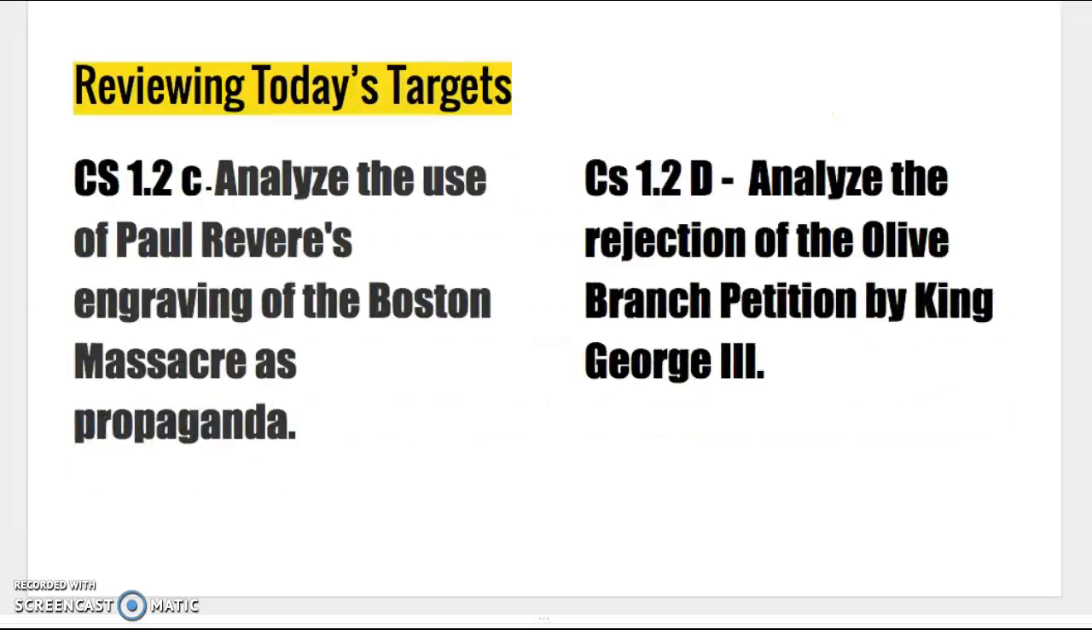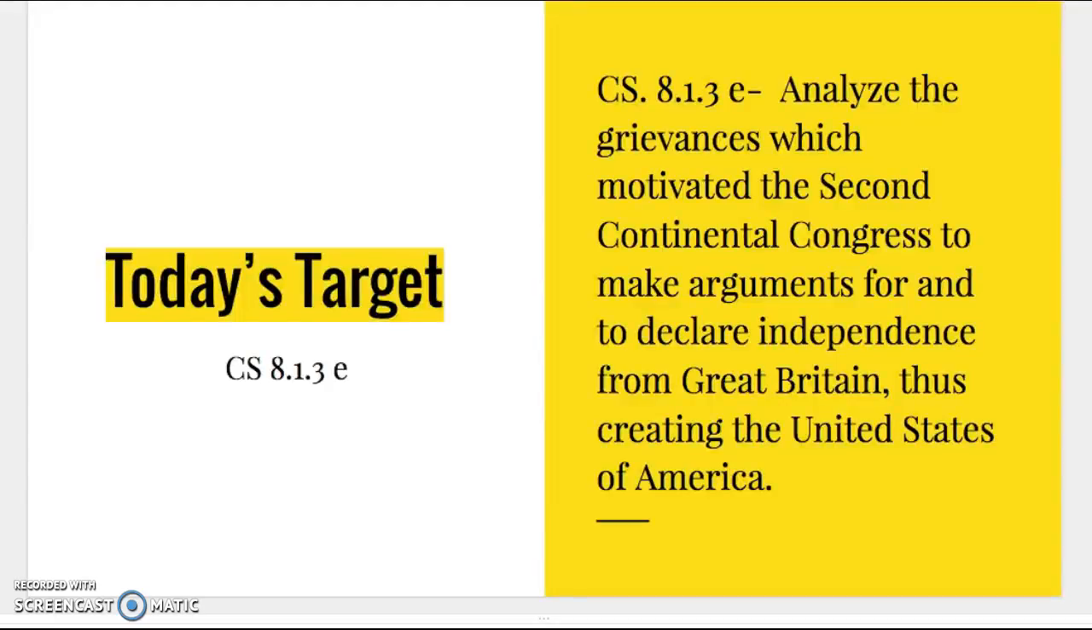Okay? So we just talked about Paul Revere's engraving of the Boston Massacre and its use as propaganda. And we talked about the rejection of the Olive Branch Petition by King George III. So let's move on to the very last one, Content Standard 8.3e. This is the very last one of 8.3. We talked about it yesterday, actually. Content Standard 8.1.3e: Analyze the grievances which motivated the Second Continental Congress to make arguments for and to declare independence from Great Britain, thus creating the United States of America.